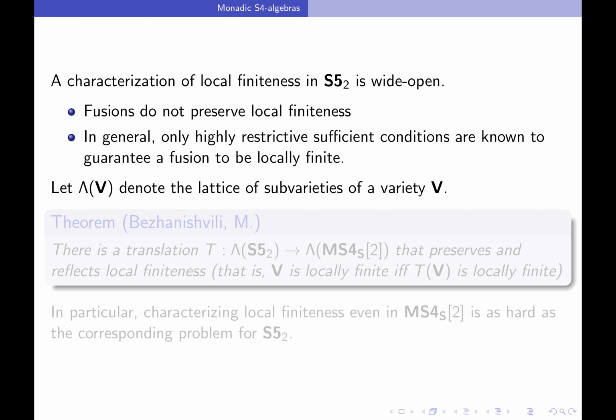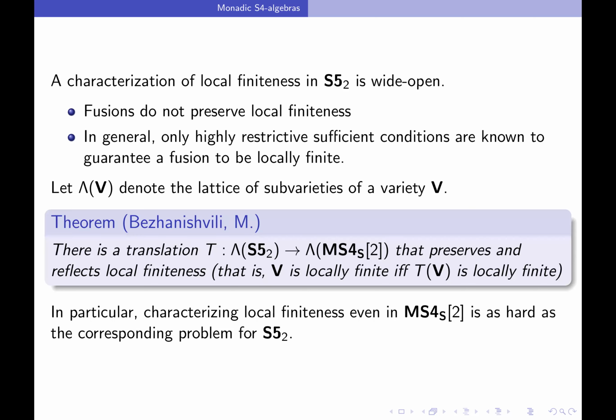So all this to say, S5(2) local finiteness is very hard to understand, wide open. So what we do for a negative result here is we actually demonstrate a translation of varieties of S5(2) into varieties of MS4, but not just varieties of MS4. Our translation actually lands in MS4S of depth 2, which is as restrictive as you can get. So not only does the target produce a semi-simple variety, it produces a variety with depth bounded by 2.